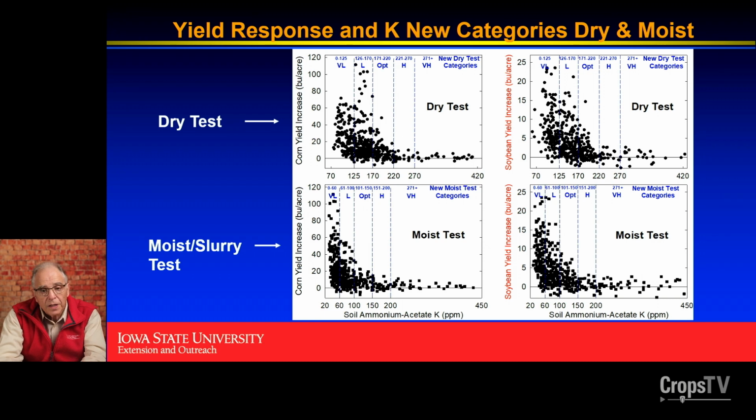This is the same thing that I showed for phosphorus. This is the actual yield increases. See, the relationships are not so good for potassium, no matter the test. They are better for the moist or slurry test than the dry, but they're not as good as for phosphorus. That's always the case in all states.